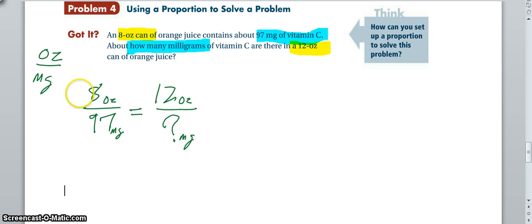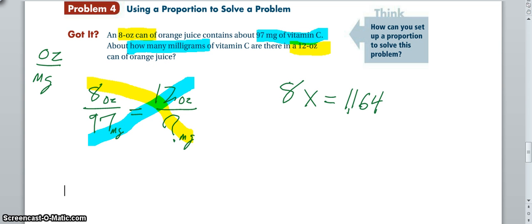Alright, now I always tell my students that you want to choose what's going to go on top and what's going to go on bottom and keep it that way. So I decided to make my ounces on top and my milligrams on bottom, so that for each of the different juice measurements that I have, here's the one cup, here's the other cup. So now I'm highlighting our cross products. So now 8 is going to multiply by our unknown, which will replace that with a variable, and 97 will multiply with our 12, so go ahead and carry that math out.